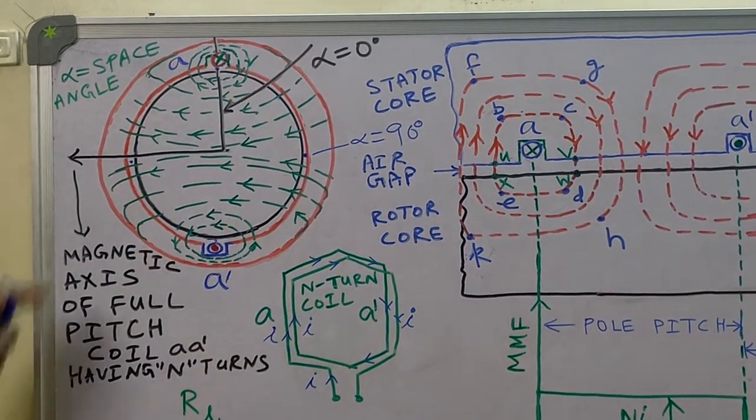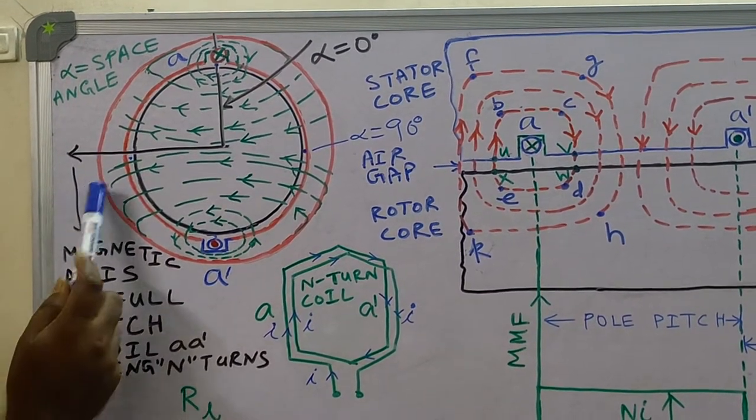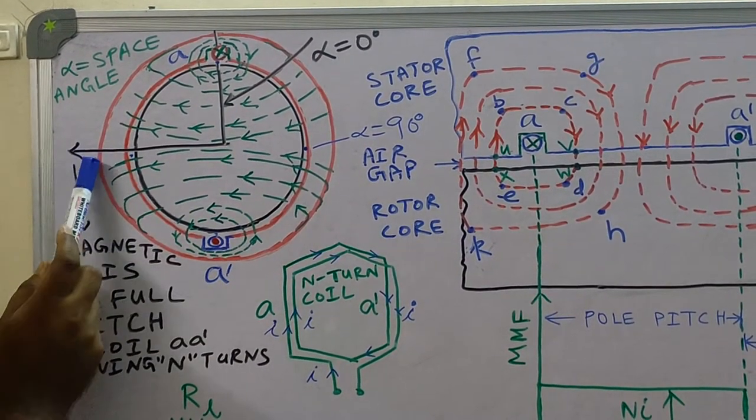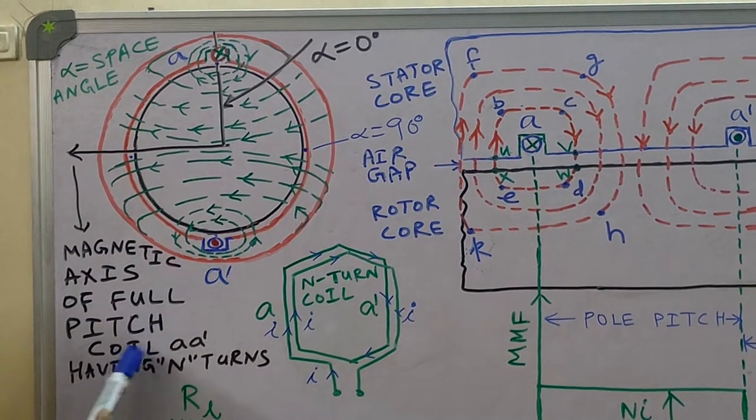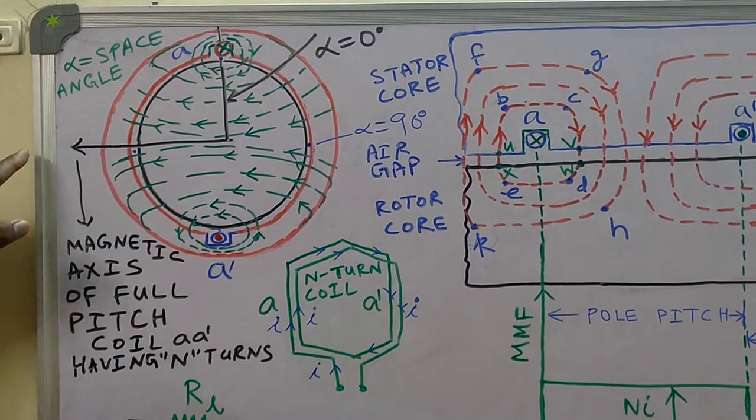Now by the plot of the magnetic lines of flux, we see that the magnetic lines of flux are directed along this axis. So this axis is known as the magnetic axis of this full pitch coil AA dash having N turns. So this is the magnetic axis.